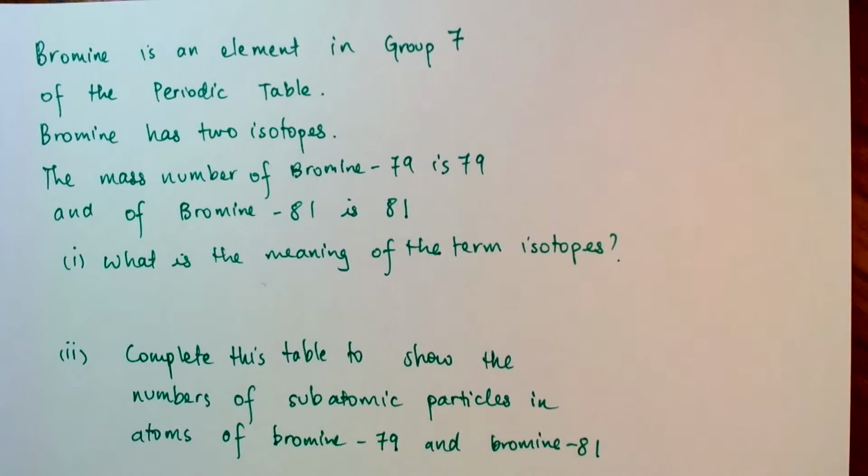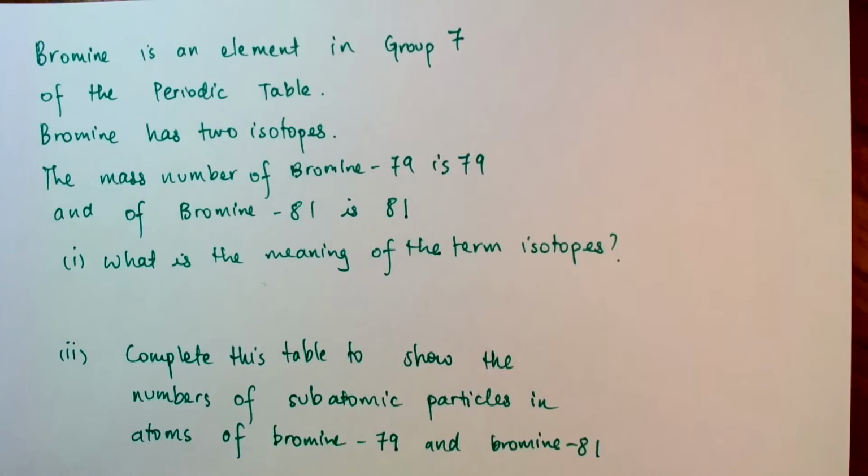Bromine is an element in group 7 of the periodic table. Bromine has two isotopes. The mass number of bromine-79 is 79, and of bromine-81 is 81. What is the meaning of the term isotopes?